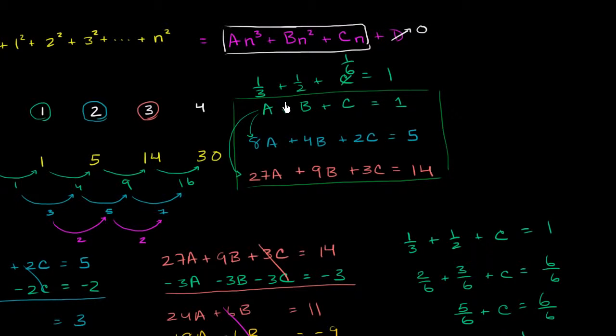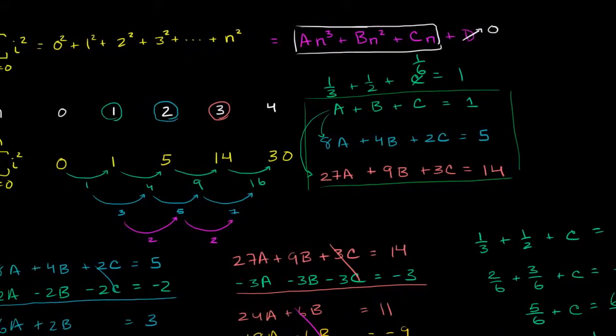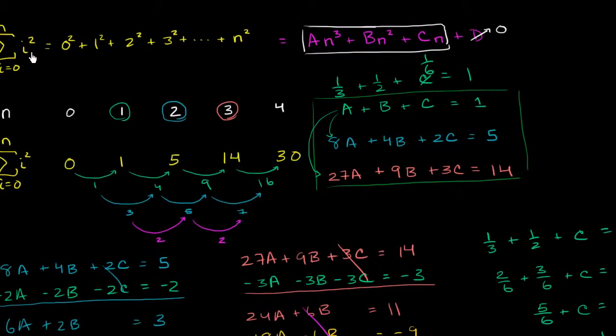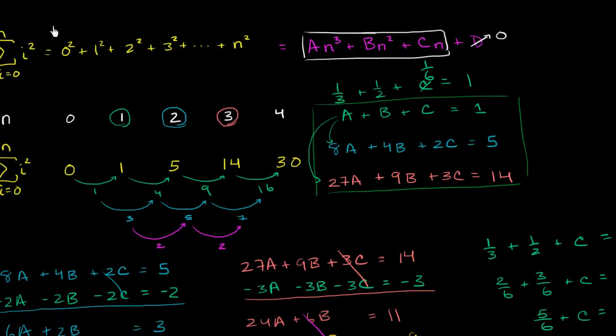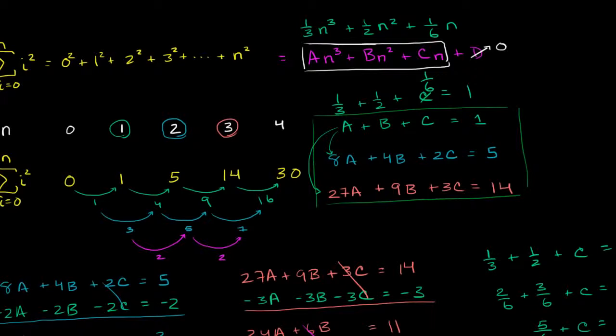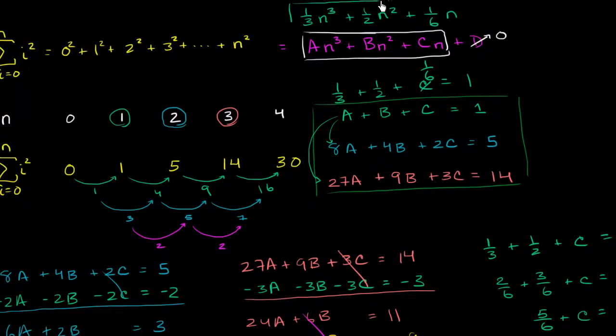And there we are. We deserve a drum roll now. We've figured out a formula. We have figured out a formula for the sum of the first n squares. So we can rewrite this. This formula is now going to be: A is 1/3, so it's 1/3 n to the third power plus 1/2 n squared plus 1/6 n. So this right over here is a pretty handy formula.